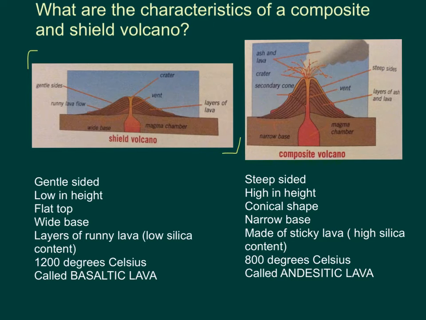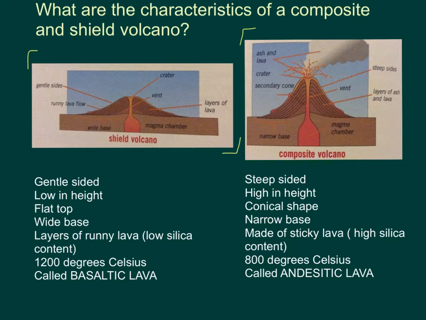The lava is very runny with low silica content. It's very hot at being 1200 degrees Celsius. As a result, the lava flows far before it solidifies, hence the lava spreads out and we get this low, gently sloping volcano. The type of lava is called basaltic lava, and this type of volcano you would find at a constructive plate margin, such as where the Eurasian plate moves away from the North American plate, forming Iceland.